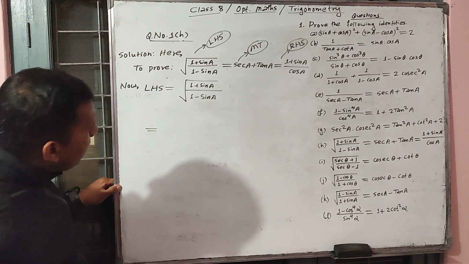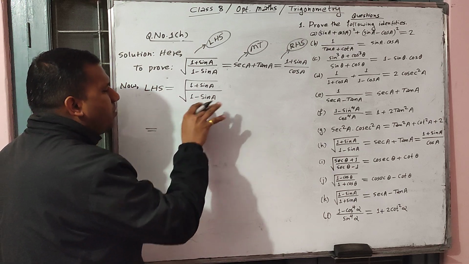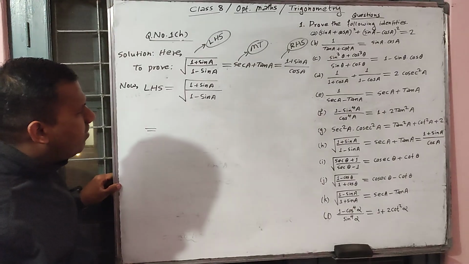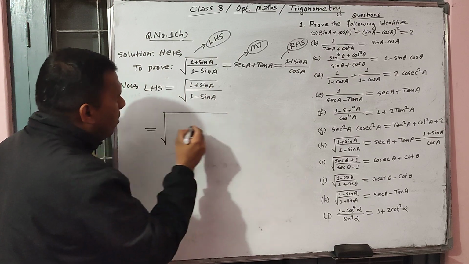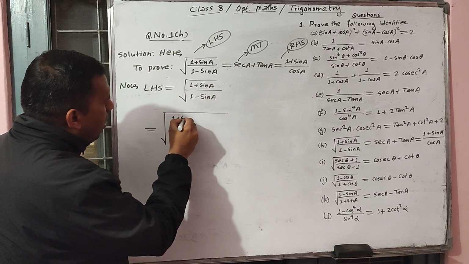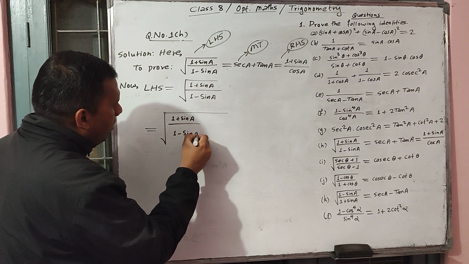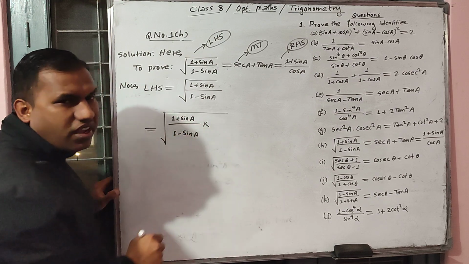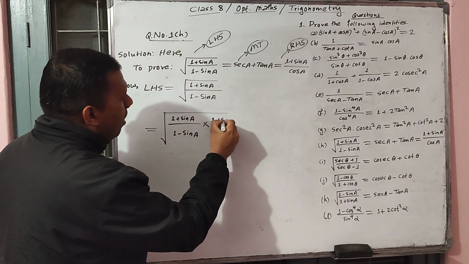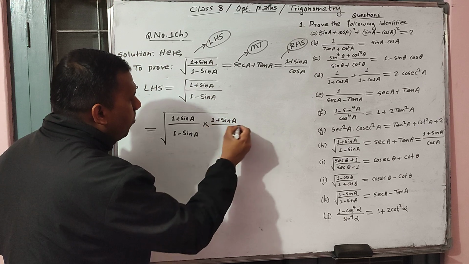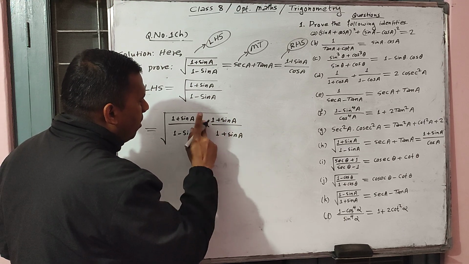Now we can use the conjugate of the denominator. The denominator is in the form of A minus B, so its conjugate is in the form of A plus B. So we can apply the conjugate over here. This equals the square root of (1 plus sin A) all upon (1 minus sin A). Within the root, apply the conjugate. So its conjugate is (1 plus sin A) upon (1 plus sin A).